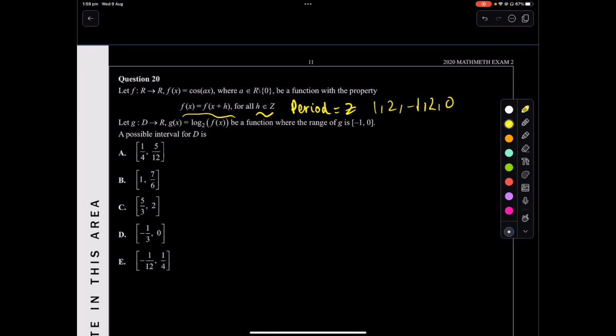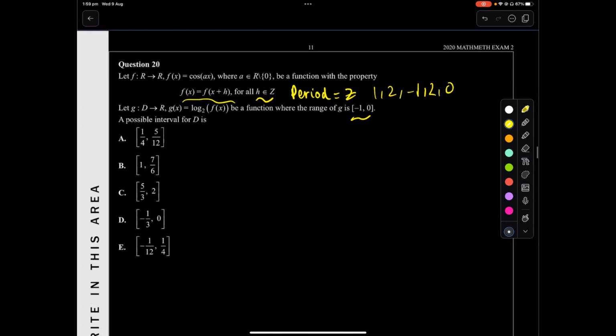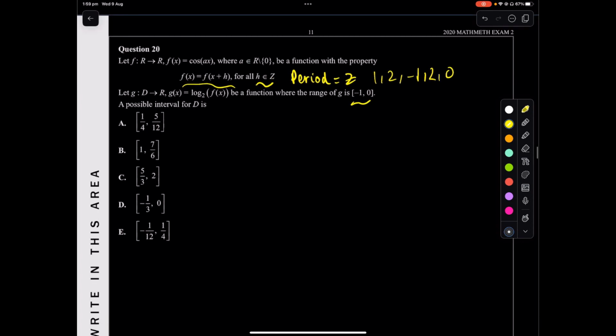And it says g of x is log base 2 of f of x, be a function where the range of g is from -1 to 0. A possible interval for the domain is what? Okay, so we know this over here has a range of what? So log base 2 of f of x is between 0 and -1.